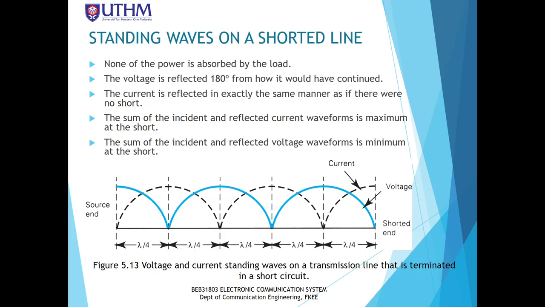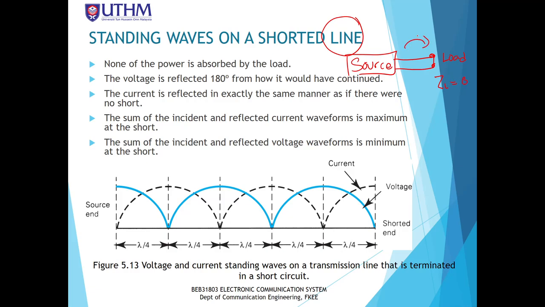What about for the shorted line? So this is if, like this, we have the source, transmission line, and at the load side, it is shorted like this. Okay, so this is the load side. So this is the second extreme case where it is a short circuit. Okay, so for the short circuit, of course there's going to be a standing wave. So we want to see the characteristic of the standing wave in the short circuit. So if you see from here, ZL is equal to zero.